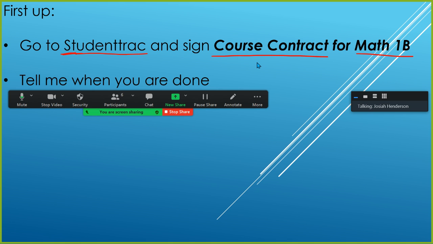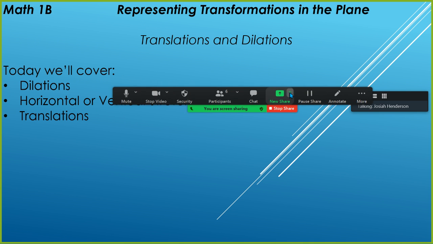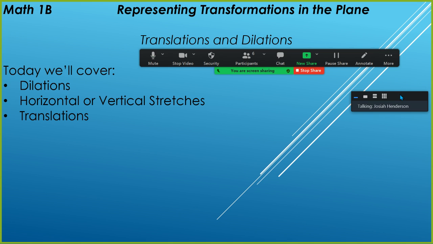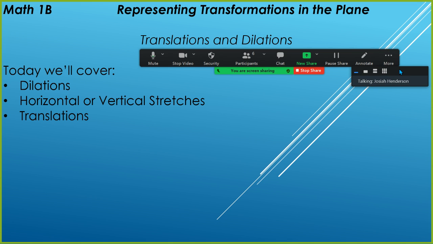All right, folks. So today, finally, we are going to see our last transformation rules. Remember, last week we were doing all the different rules for different transformations. So we first did reflection rules, and then we did rotation rules. Today we're going to look at these two, translations and dilations.